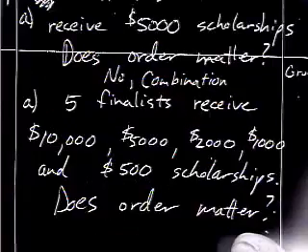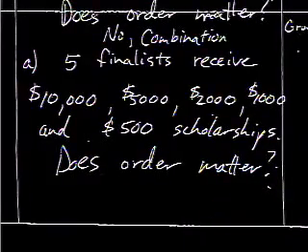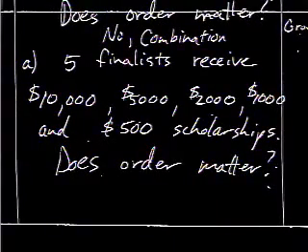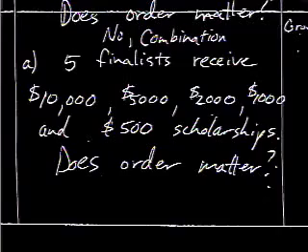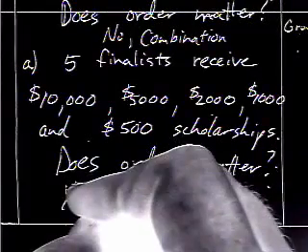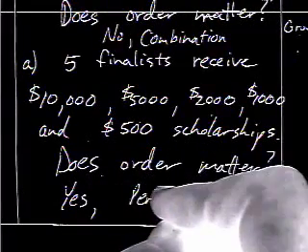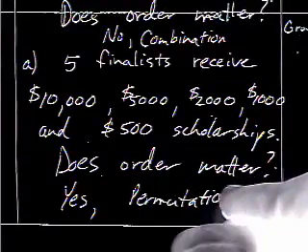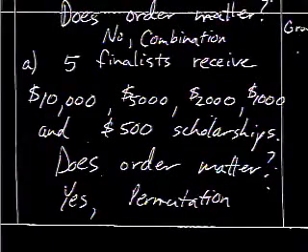Well, if the 5 finalists receive $10,000, $5,000, $2,000, $1,000, and $500 scholarships, does the order matter now? Well, sure, it matters to you whether you get first, second, third, fourth, or fifth, because the scholarship amounts are different. So this would be a permutation situation, because how you arrange the objects makes a big difference.